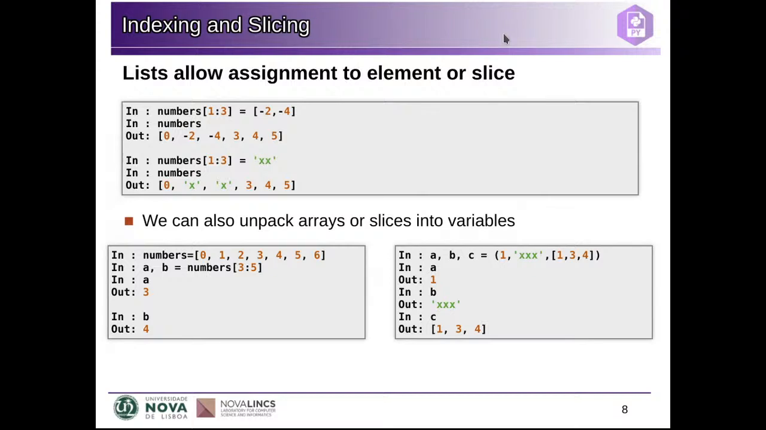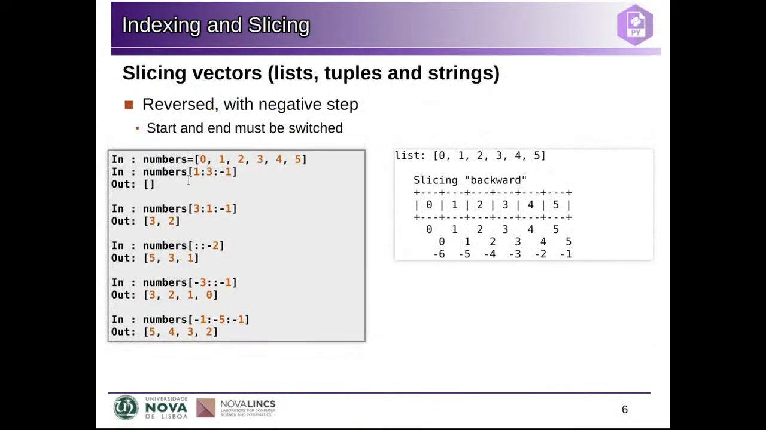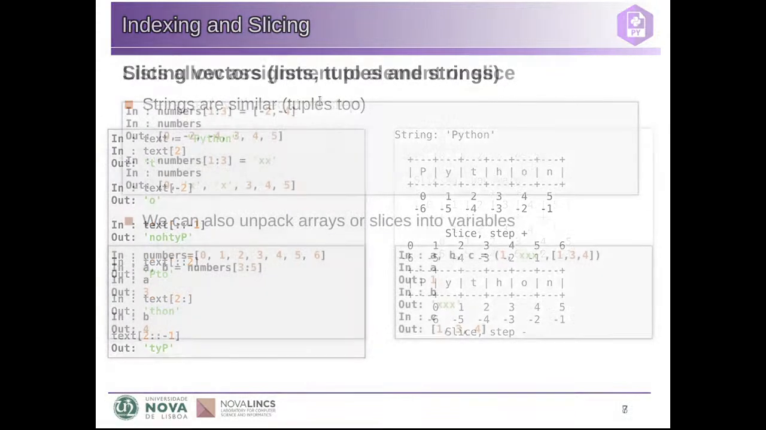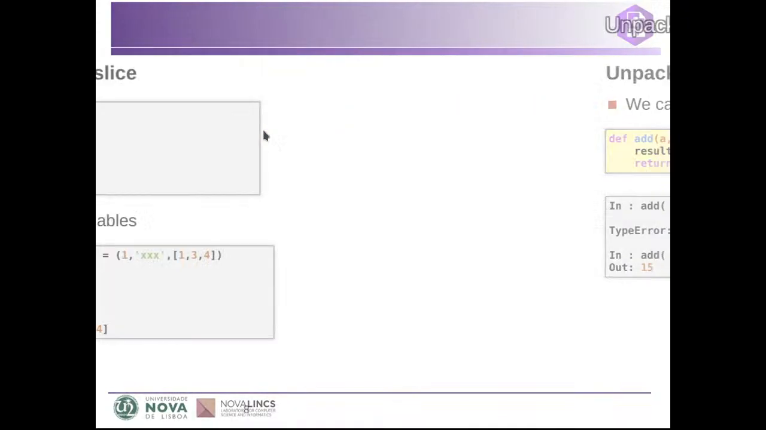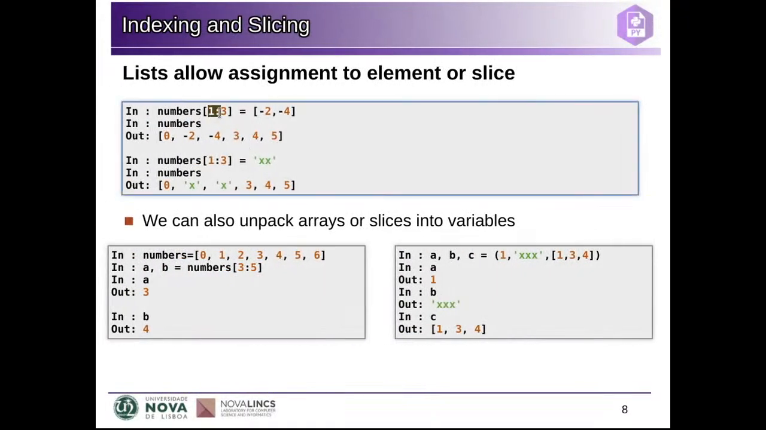You can assign elements to parts of a list. So you can assign values to an element, a slice of a list. For example, if I have this list with these numbers, and I want to replace the numbers from index 1 to 3, so this slice, I want to replace with these two numbers. I can do it like this. I can assign to this part of the list these two numbers, and I get this result.